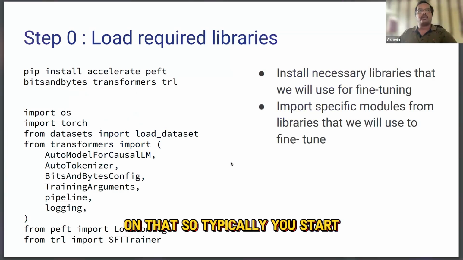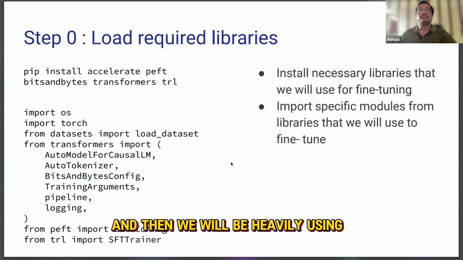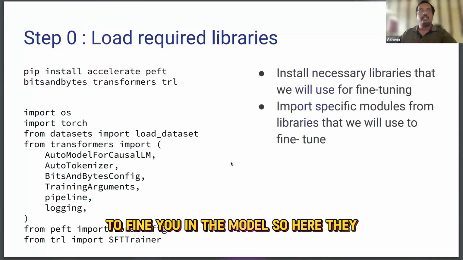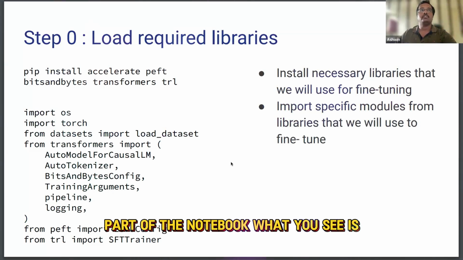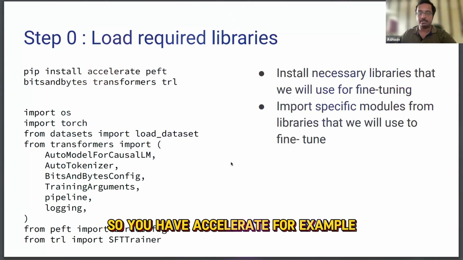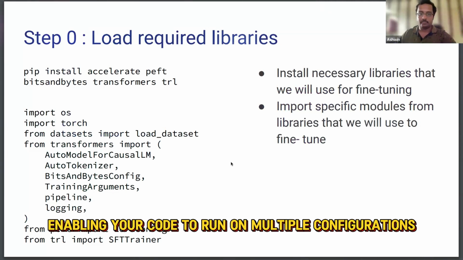So typically you start, so this is written in Python, and we will be heavily using Hugging Face libraries to load the data set and to fine tune the model. So here on this first part of the notebook, what you see is the installation of the required libraries. So you have Accelerate, for example. This is a PyTorch related library, which is enabling your code to run on multiple configurations.